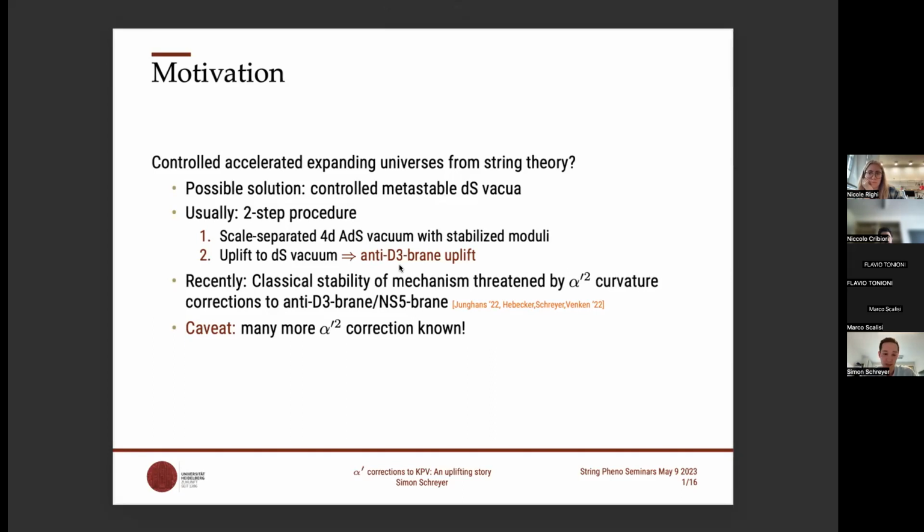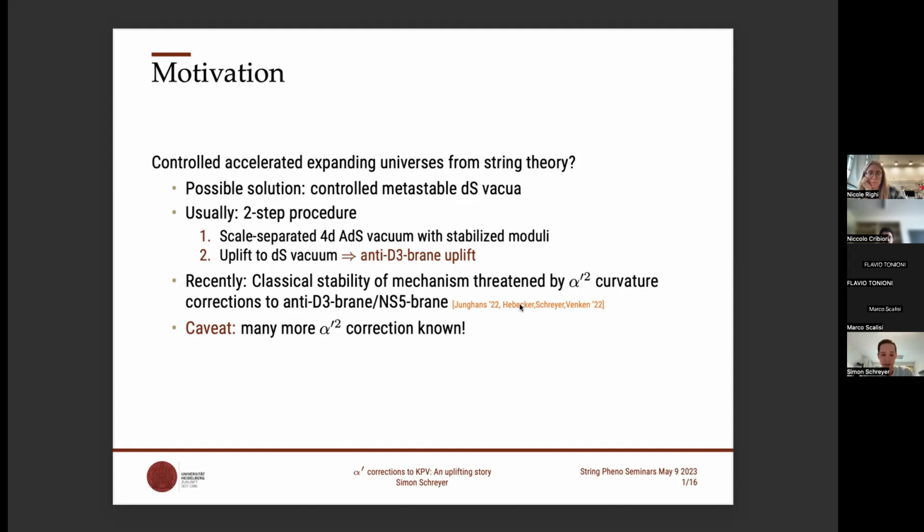of my talk. Recently, there has been some analysis of alpha prime squared curvature corrections to the D-brane, initiated by Daniel Junghans, and to the NS5-brane in a paper together with Arthur Hebecker, also from last year, with the result that they were threatening the classical stability of the underlying KPV process.